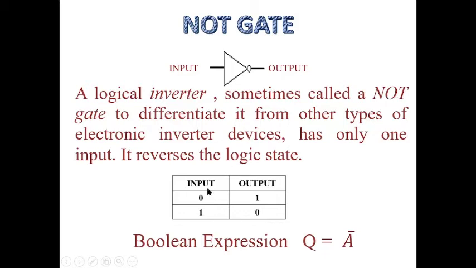So you can see the truth table of this NOT gate. It has only one input, so that means it has two different states. Either it is 0 or it is 1. Like we said, it's a NOT gate or an inverter. So if you put in 0, the output will give you 1. And if you put in 1, the output will give you 0. The Boolean expression for that is the output Q equals the inverse of the input, which is this.